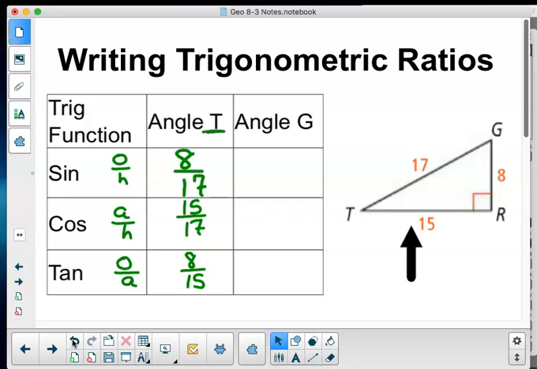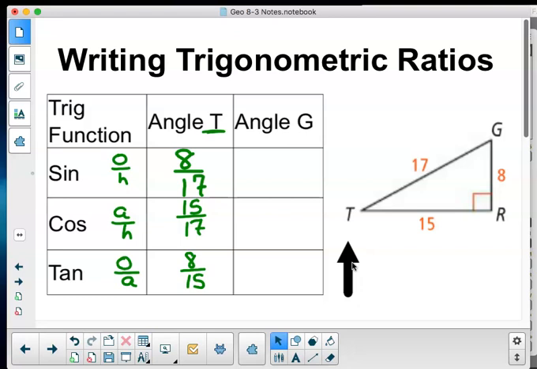Now, it's your turn, and we're switching angles. So now our focus will be on angle G. With this focus, 17 is still the hypotenuse, but from G, our opposite is 15, and from G, our adjacent is 8. So now, as we write our ratios, those will change. So you guys turn me off and write the 3 ratios from focusing on angle G.